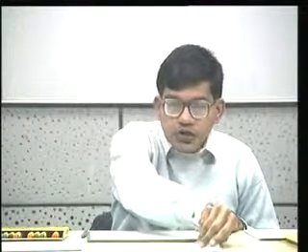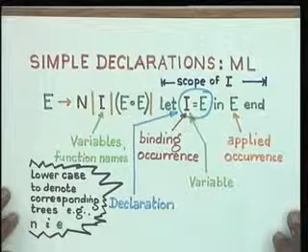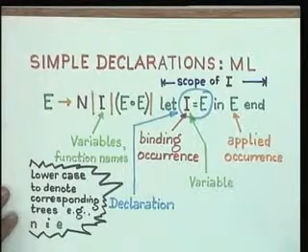Welcome to lecture 12. So we'll continue what we did last time with the emphasis on declarations. So I'll quickly go through the transition system as we defined last time, and then we'll continue with declarations. Right. So we were looking at simple ML type declarations. I'm sorry, ML like declarations, because type means a different word altogether.